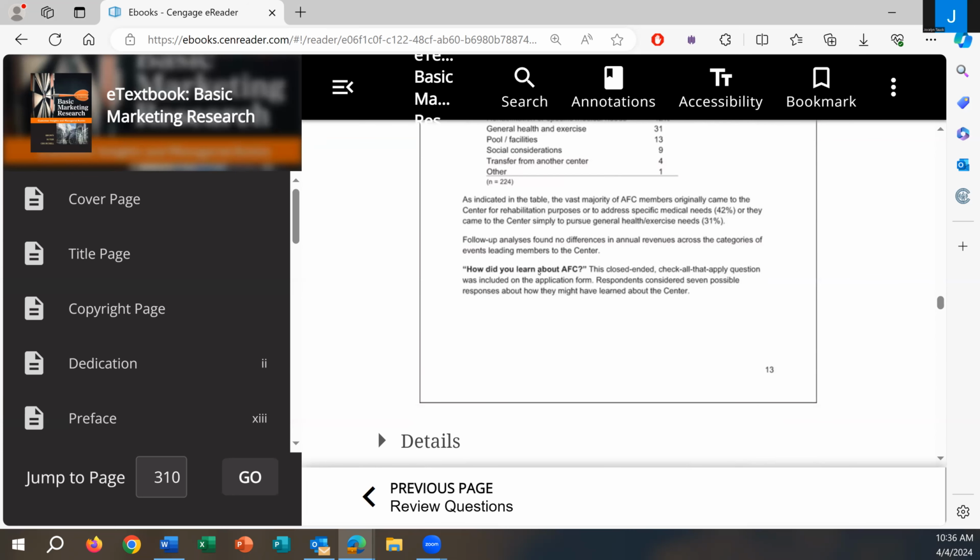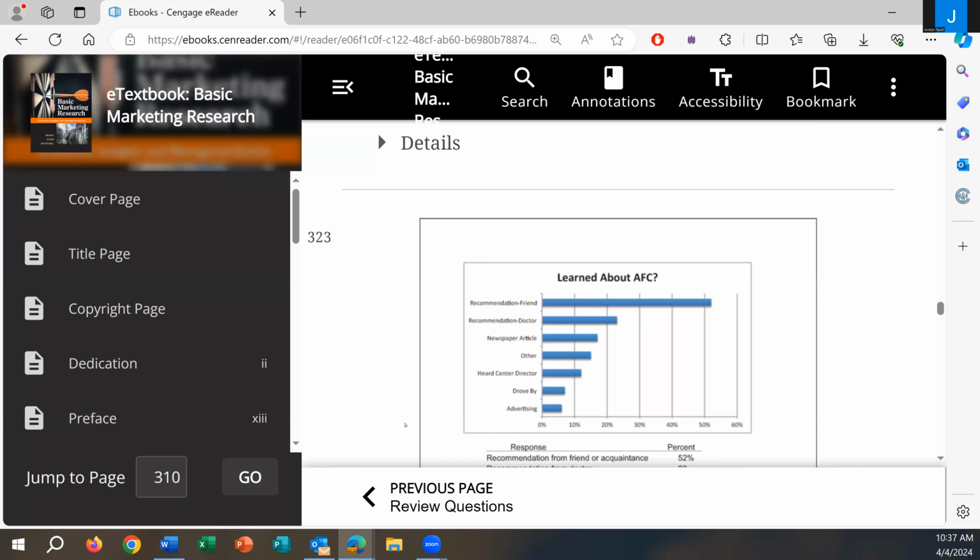And then, how did you learn about the facility? This was a closed-ended question, again, giving a description about the question itself, so the methodology used to gain the information. It was a close-ended, check all that apply question. That should all go into your report.